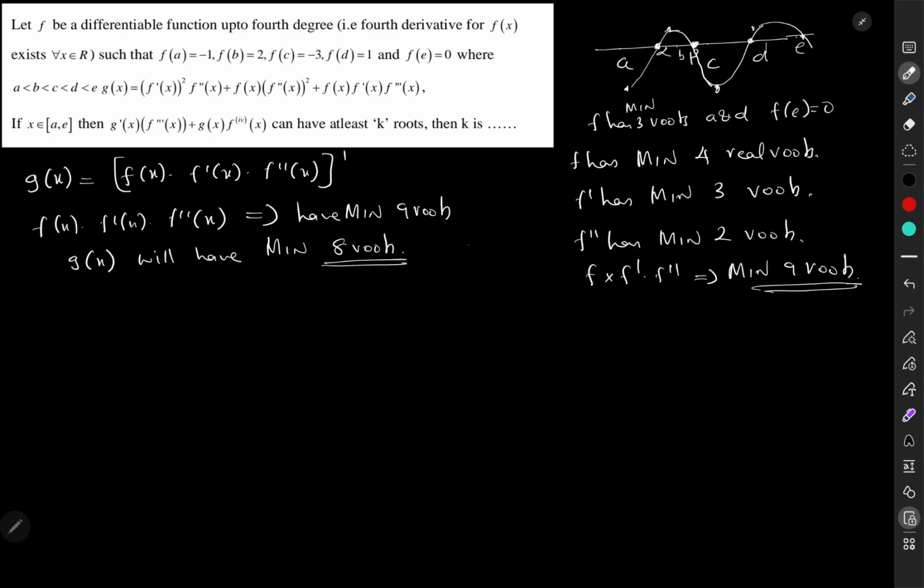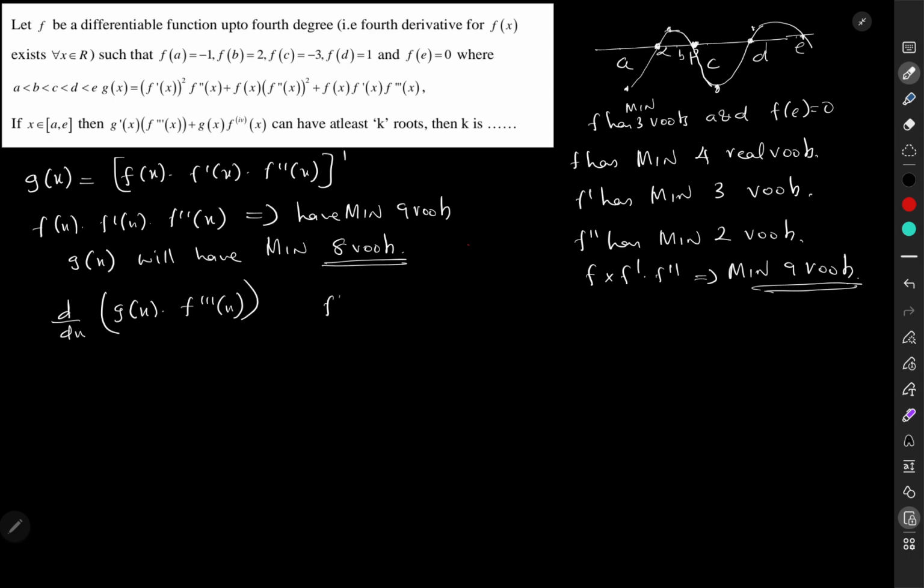Okay. Now what is our equation? Our equation is g dash x into f triple dash x plus g of x into f fourth derivative of x. So if I take that, it is clear that it is d by dx of g of x into f triple dash x. Okay, so how many roots does g of x have?